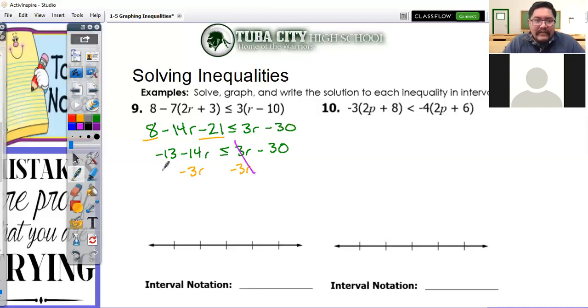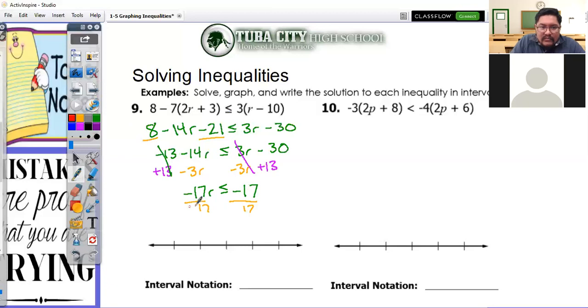So that will cancel here. And here I'm going to add 13. And that's going to cancel that here. So again, both sides have something canceled. So this is going to be -17r. And what do I have here? 13 minus 30. I think that'd be -17. And it looks like I'm going to have to divide both sides by a negative.